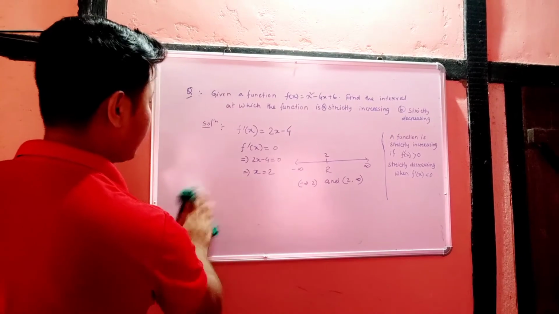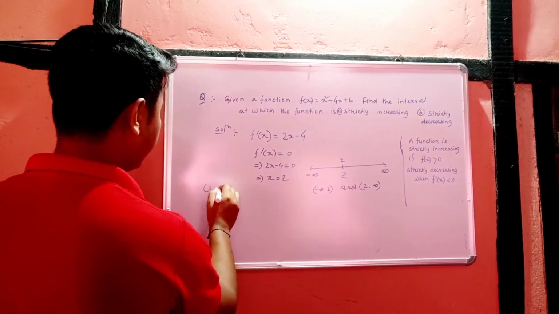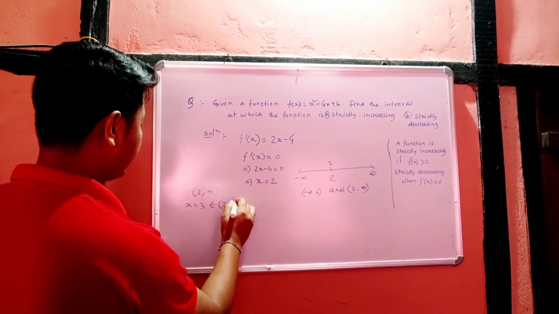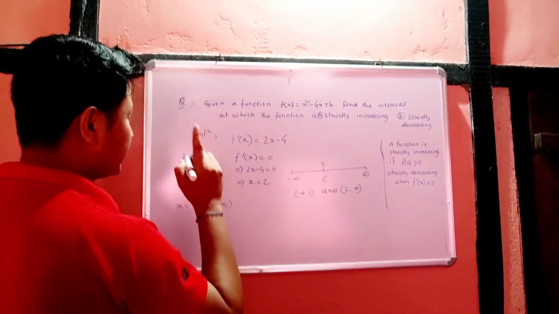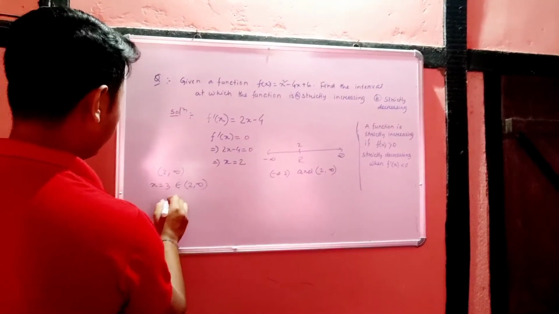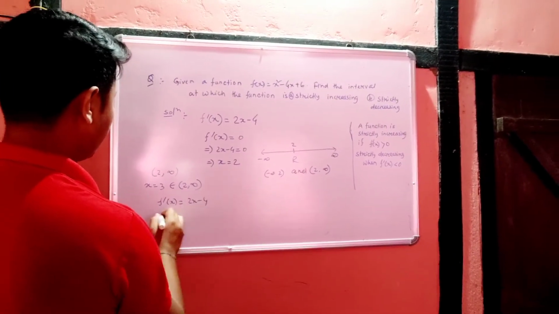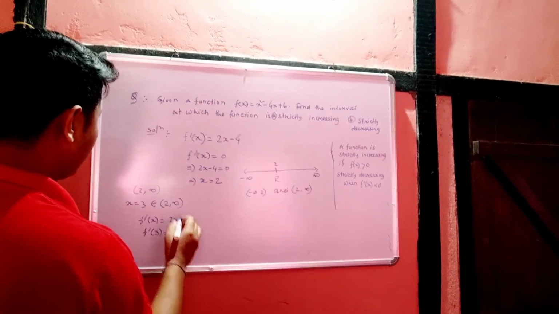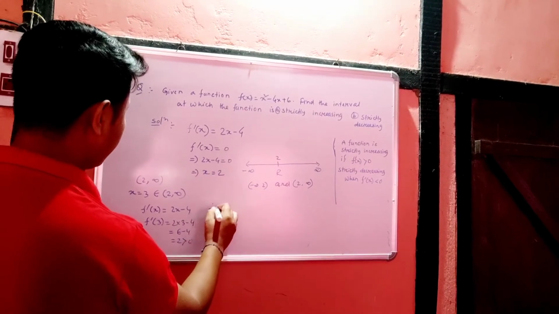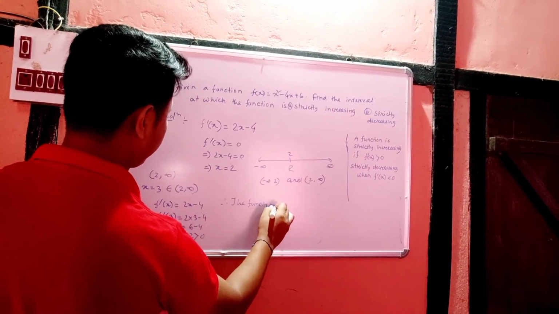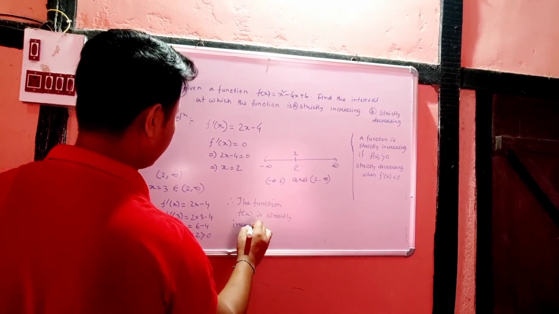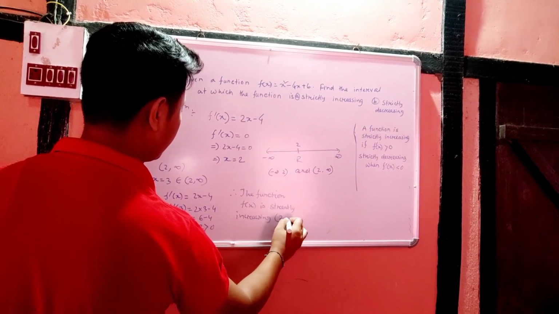Now on the interval 2 to infinity we take a point x equal to 3, since x equal to 3 belongs to the interval 2 to infinity. We check whether the derivative of the given function is greater than 0 or less than 0 at x equal to 3. We have f dash x equal to 2x minus 4. So at x equal to 3, f dash 3 equal to 2 into 3 minus 4, that means 6 minus 4, which is equal to 2, which is greater than 0. Therefore the function f(x) is strictly increasing at the interval 2 to infinity.